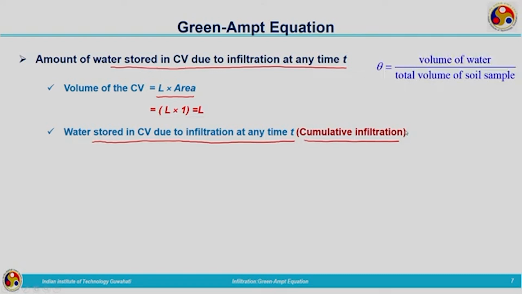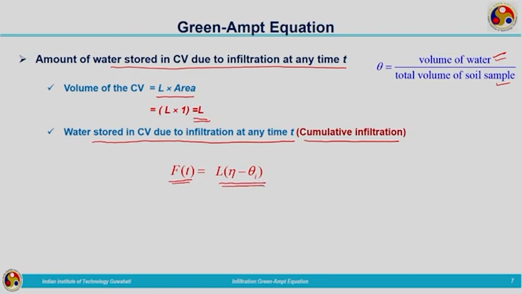We have the expression for volumetric water content, given by the volume of water divided by the total volume of soil sample. Here the total volume of soil sample is A multiplied by L, that is equal to L. So we have the volume of the CV. We can get the volume of water by using theta multiplied by the total volume of soil sample. That is nothing but our cumulative infiltration F of t. F of t is given by L multiplied by eta minus theta I.